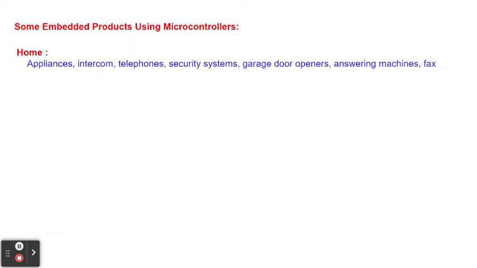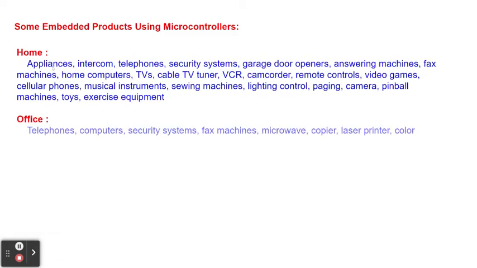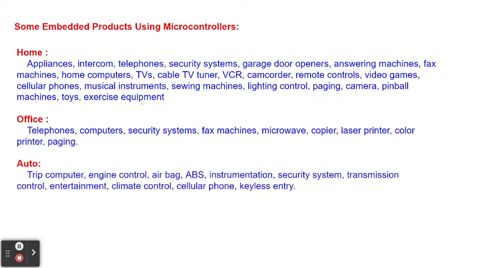Some embedded products using microcontrollers are for home, it may be appliances, security systems, sewing machines, and even your exercise equipment. In your office, it can be your telephone or your microwave in the office or your laser printer. And for your cars, it can be your trip computer, your airbag, your security system, cellular phone, and keyless entry. These are some of the embedded products that are using microcontrollers.